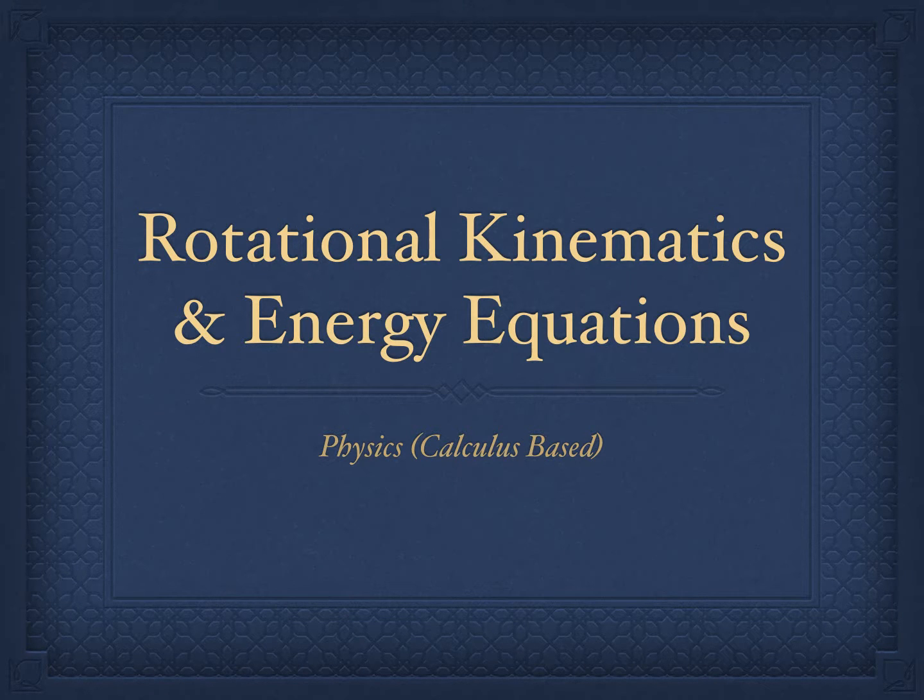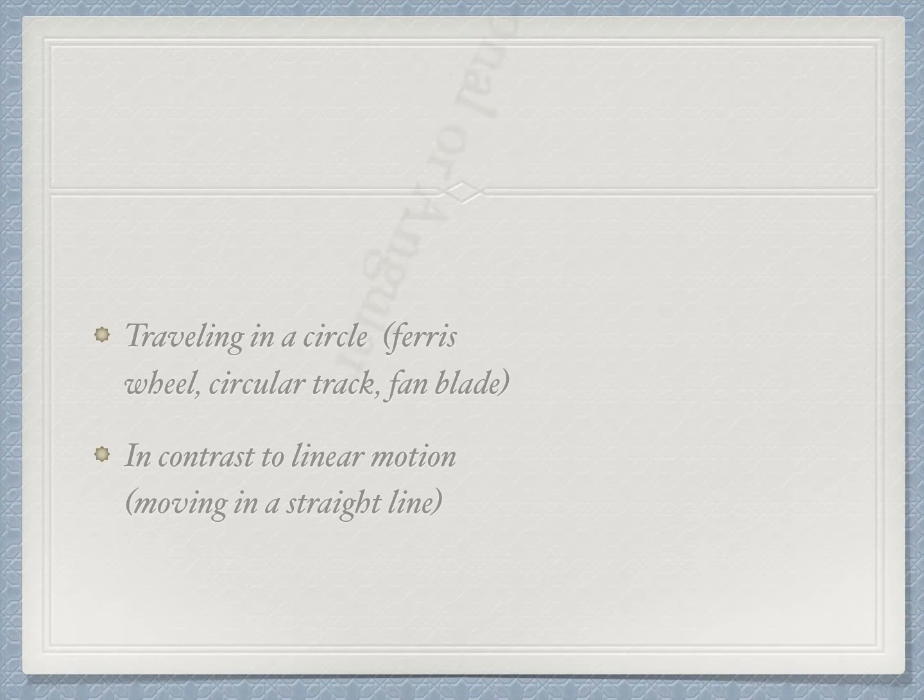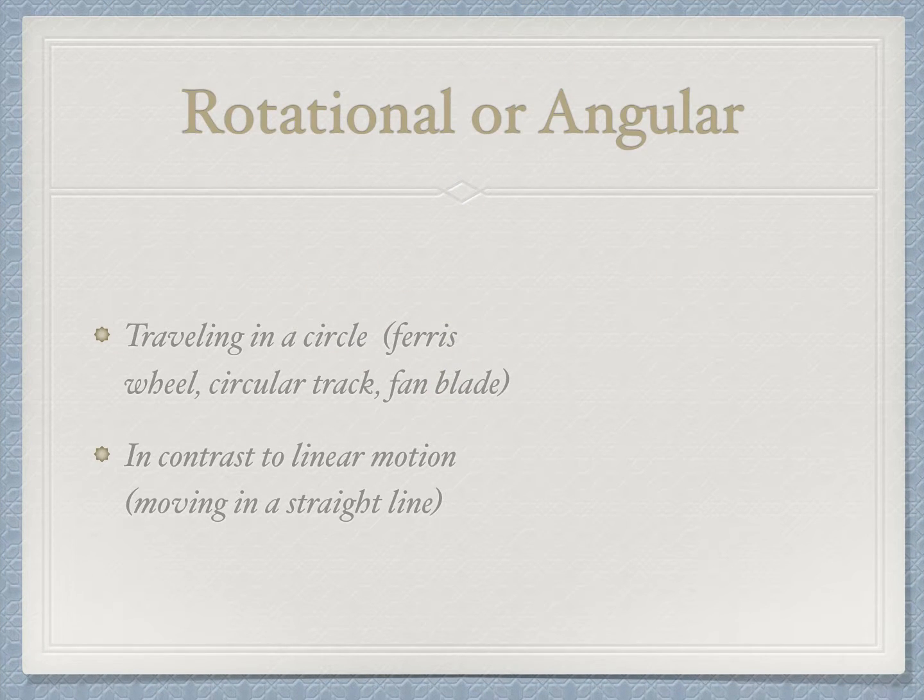We're going to talk about rotational kinematics and energy equations for calculus-based physics. So if they say rotational or angular motion, we are traveling in a circle instead of a straight line. And even if we're traveling just a quarter of a curve of a circle, that's still considered this circle. And almost always you'll have to imagine the circle in your mind.